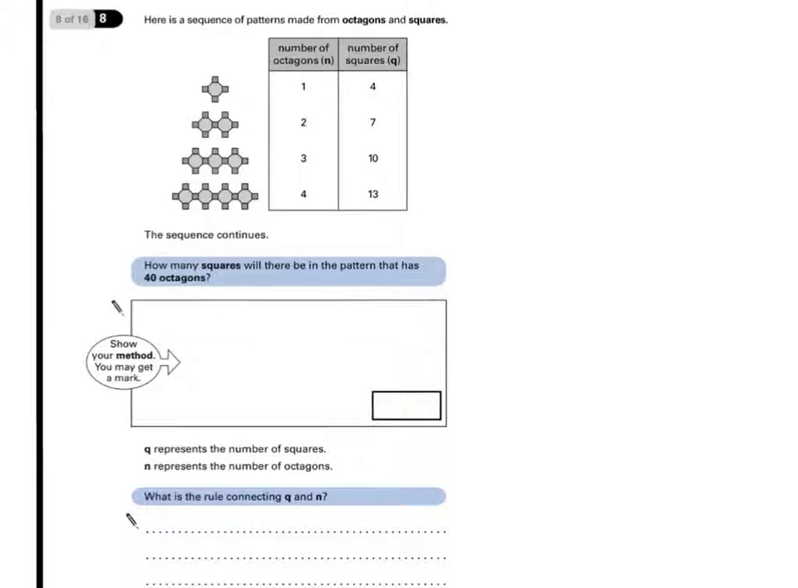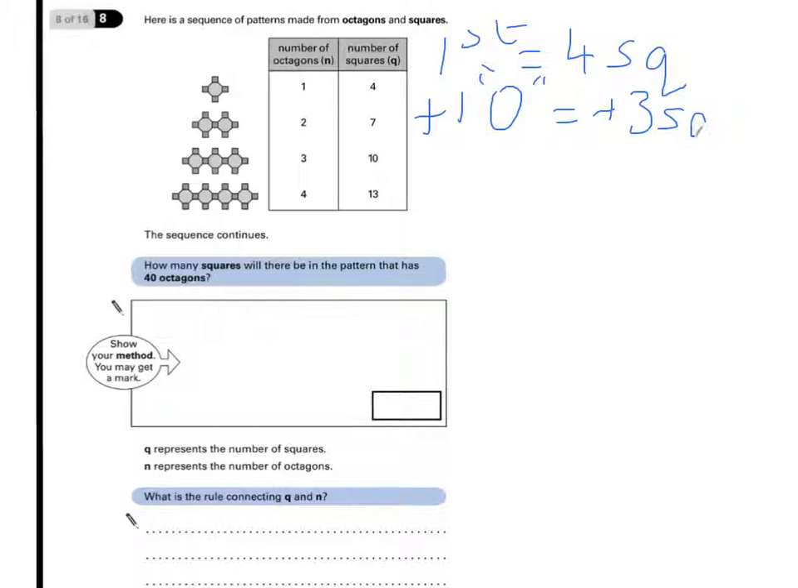Okay, question 8. We're looking at a sequence of patterns made from octagons and squares. In the first octagon there are 4 squares. In the second octagon there are 7, and in the third there are 10, and in the fourth there are 13. So the first one equals 4 squares. But then every time we add an octagon, so if we make that 1 O for octagon, not the number 10, we add 3 squares.